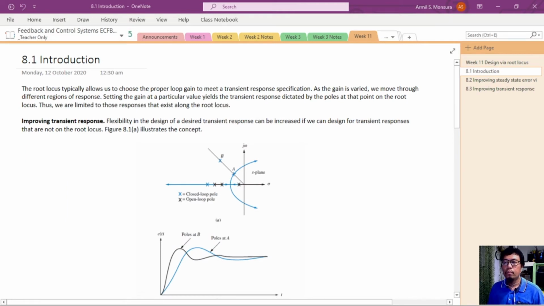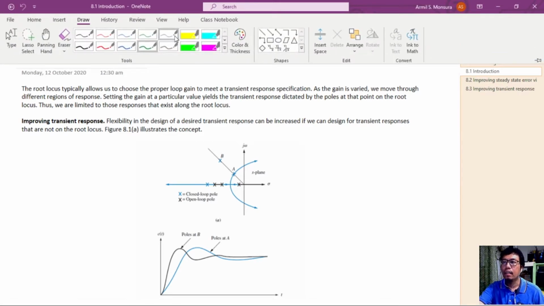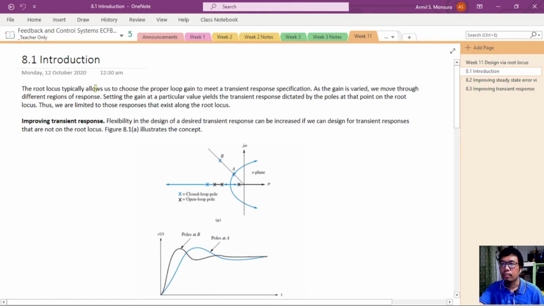Now, the root locus would typically allow us to choose the proper loop gain to meet a transient response specification. So adjusting your gain along the root locus would give you the proper gain para makuha nyo yung tamang transient response na gusto natin. However, setting the gain at a particular value yields a transient response dictated by the poles at that point on the root locus.